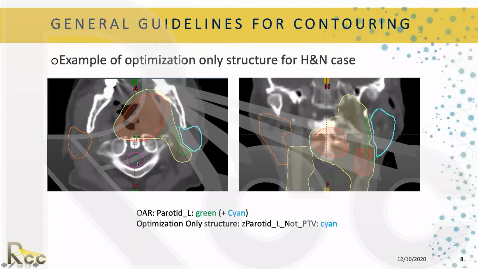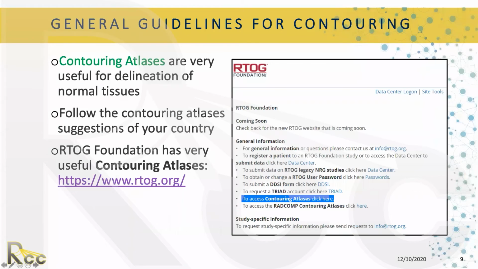Then, of course, you have the cord. The cord is a very critical organ. So we might be creating extended or expansion structures around the cord just to control the high doses close to those structures. But we'll go through that later. I just wanted to give an example of what we are going to be talking about.